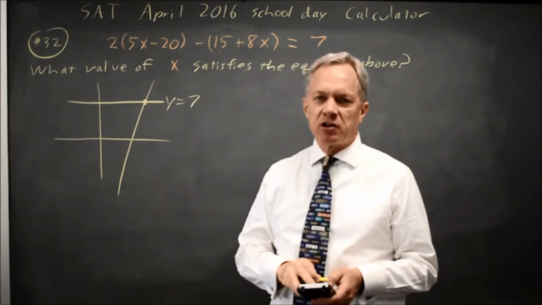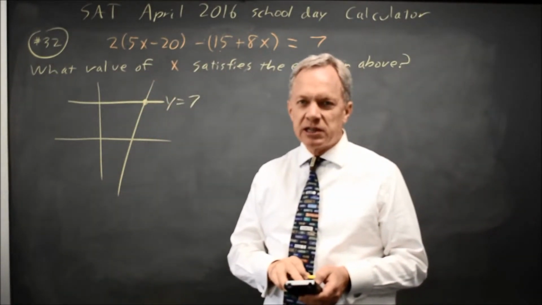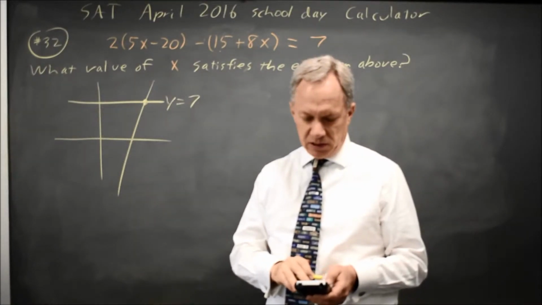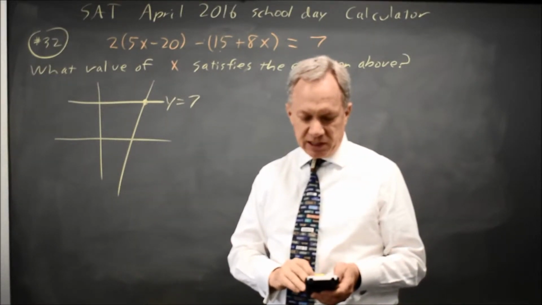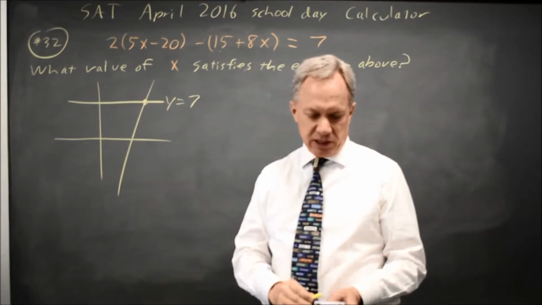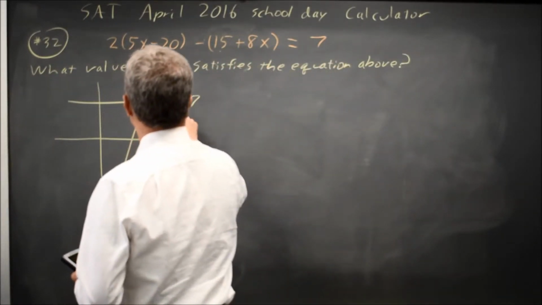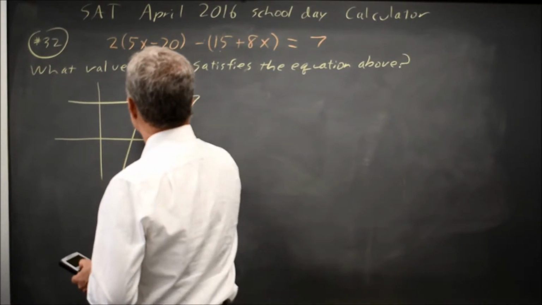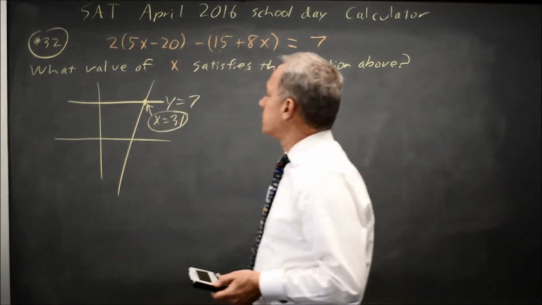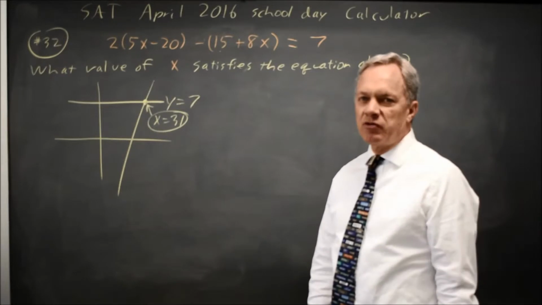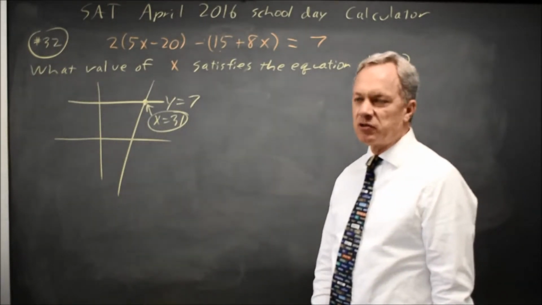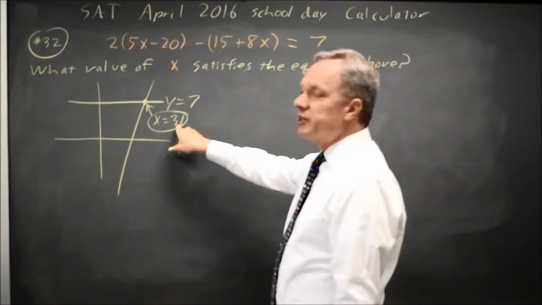the graphing calculator on my TI-83 or 84, second trace for calculate, option 5, intersect, hit enter 3 times, and it says x equals 31 is the x coordinate where they intersect, and that will be the value of the one variable in our equation that has only one variable. And I would just grid that in.